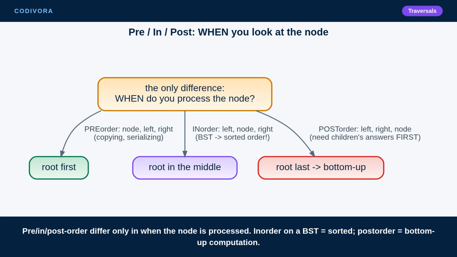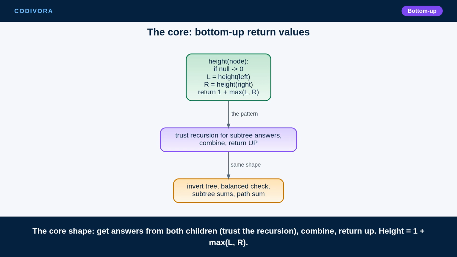Postorder, node last, is the important one for problems. You process a node after both children have reported, which is exactly what bottom-up computation needs. Most real tree DFS is postorder in spirit. The core shape in 5 lines. Height of node: null returns 0, get the left height, get the right height, return 1 plus the max. That's the whole pattern. Trust the recursion to answer for the subtrees. Combine, return upward. Don't trace the recursion in your head, trust the contract.